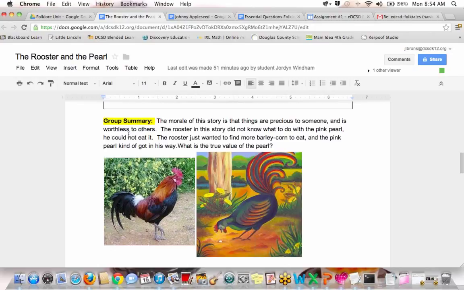Ooh, I like that. I like how we ended it with a question. We don't usually do that when we write summaries, but it works here. You can't do it in every single paragraph. It just wouldn't work out, but it works here. This is good. So, what is the true value of the pearl?